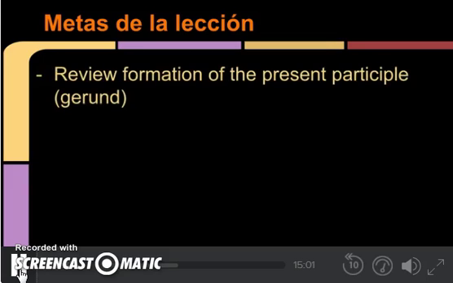So, goal number 1 is to review the formation of the present participle, which is the gerund. So we're going to be spending most of the lesson talking about the past participle, but I kind of want to remind you, you already know what the present participle in Spanish is. That's also known as the gerund. So I'm just going to briefly remind you of that.